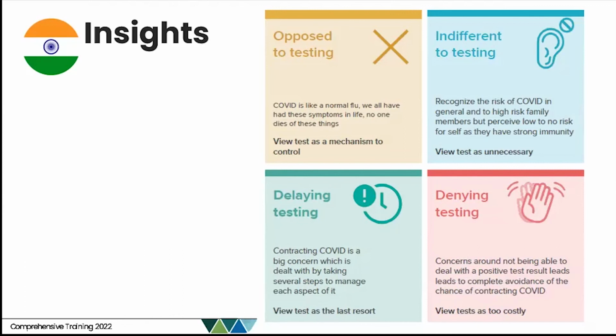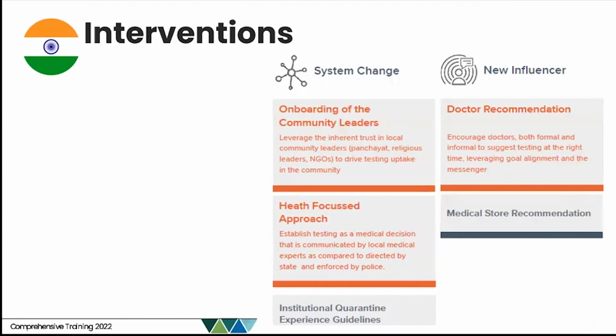Next slide, please. So specific interventions based on what were the system level challenges and to bring in new influences. So there was onboarding of community leaders, a health focused approach was taken, establishing testing as a medical decision and not necessarily something that is pushed by anyone else, but that it is actually participatory decision making along with the healthcare provider. And particularly the need for new influencers and the role of doctors and medical stores. Medical stores in the Indian context do give a lot of over-the-counter medications, and they were very strong influencers. So both medical professionals as well as the store recommendations were valuable in interventions that were introduced.